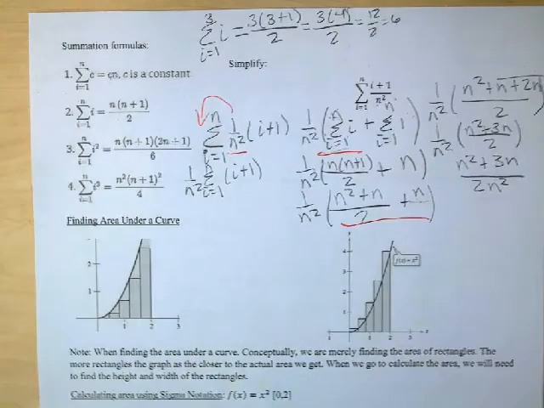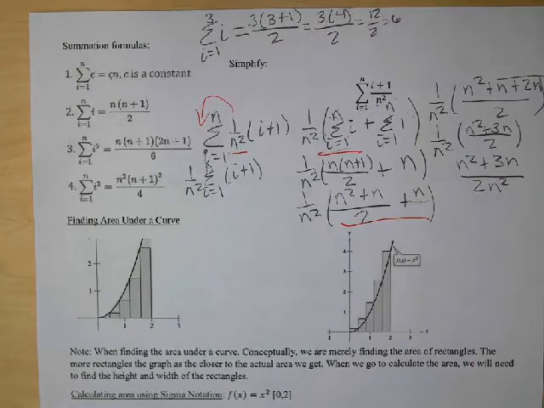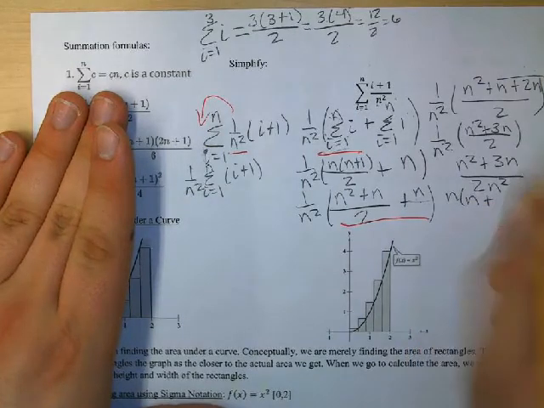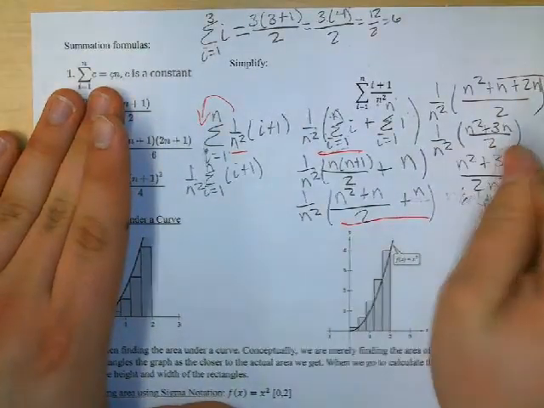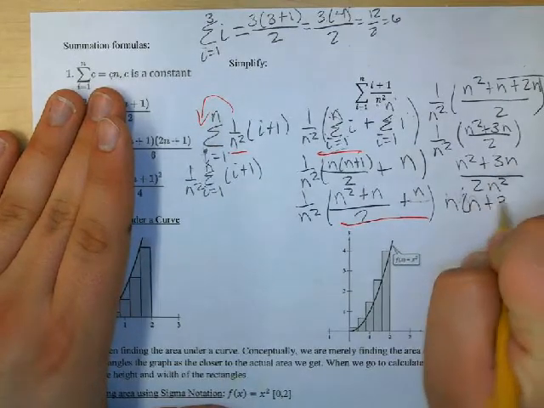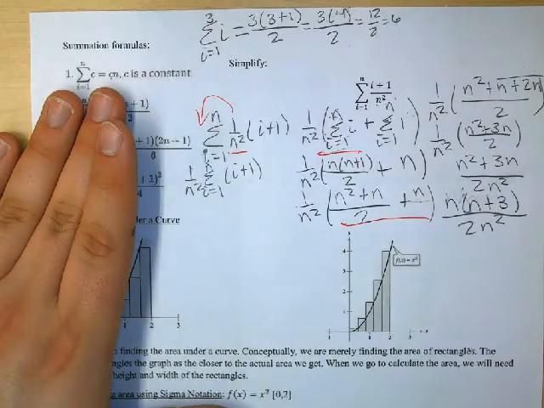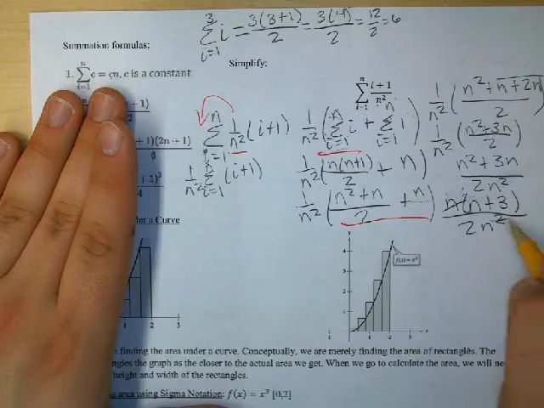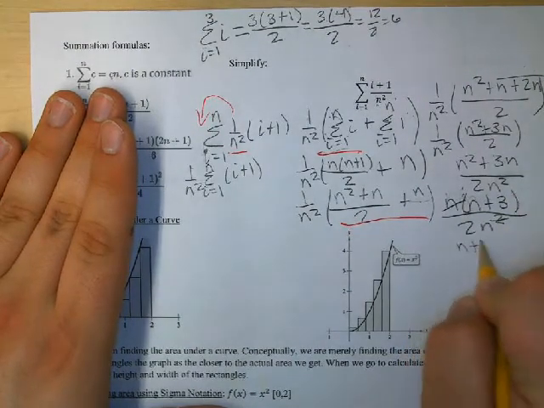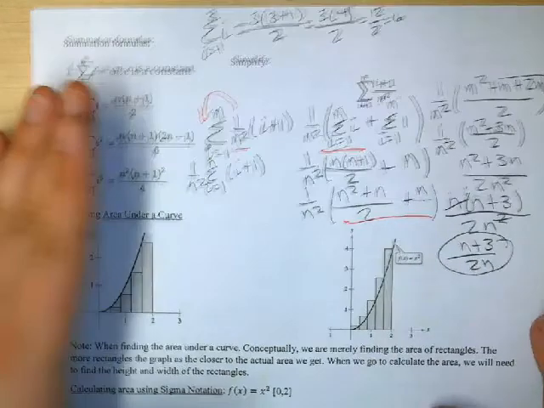Okay. Now, is there something that I can factor out of this numerator? An n, right? I can factor out an n, so that's going to be n times n plus 3 over 2n squared. Now I'm going to have an n drop out, and my squared is going to drop out. So my final answer is just n plus 3 over 2n. That's my final answer. Okay?